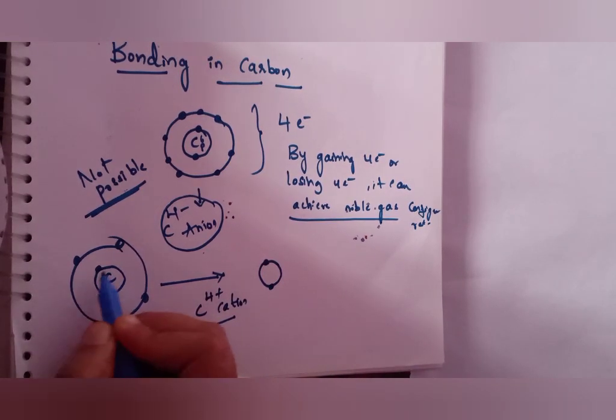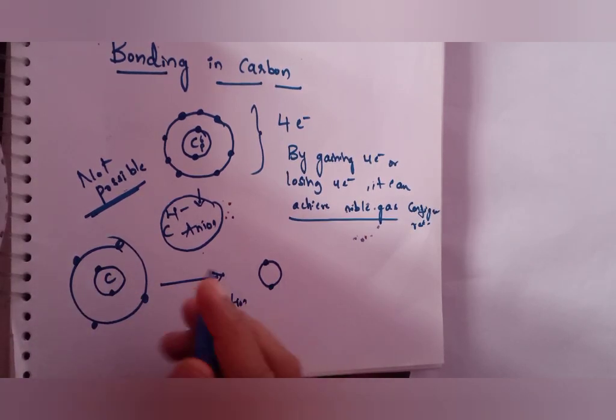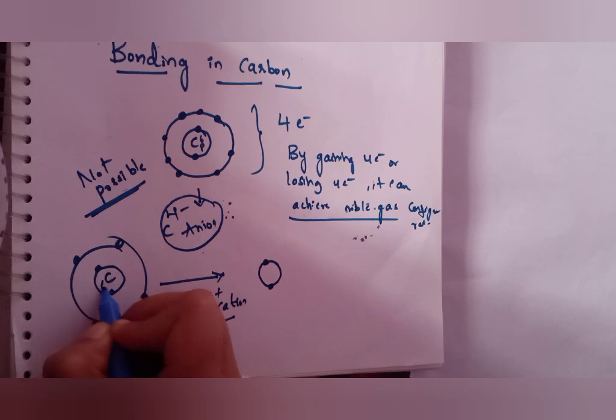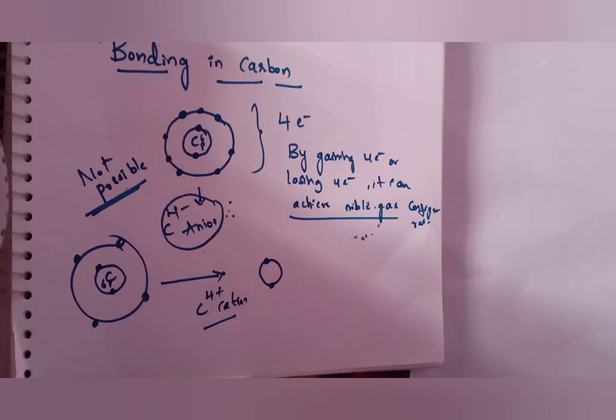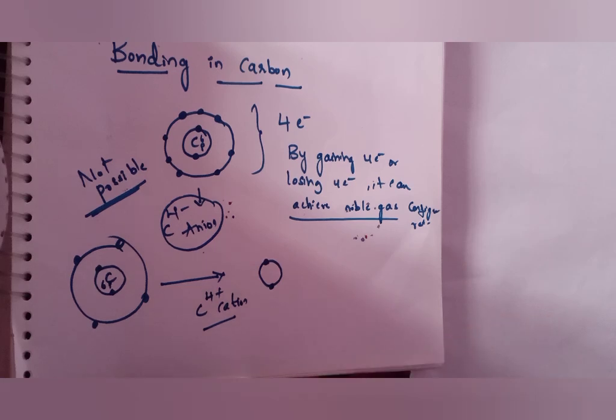Why? Because the force of attraction between the nucleus and the outer electrons is very high. Here in the nucleus we already know that it has 6 protons. If at all the 4 electrons are removed, only 2 electrons will be remaining here. So it is not possible due to the very high force of attraction.